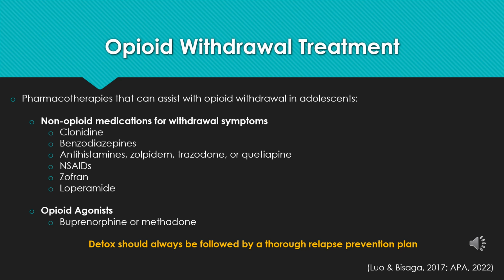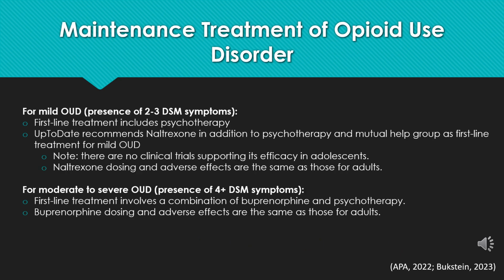And then you may decide to initiate medication-assisted therapy while a patient is in withdrawal, and this can be done with buprenorphine or methadone. Methadone is really hard to obtain for this population, so you'll see buprenorphine used the most. Medications used for the treatment of opioid use disorder depend on how severe the OUD is. For mild opioid use disorder, the first-line treatment is always going to be that psychotherapy component, but UpToDate also recommends using naltrexone in addition to psychotherapy for this group. For moderate to severe OUD, first-line treatment is a combination of buprenorphine and psychotherapy.